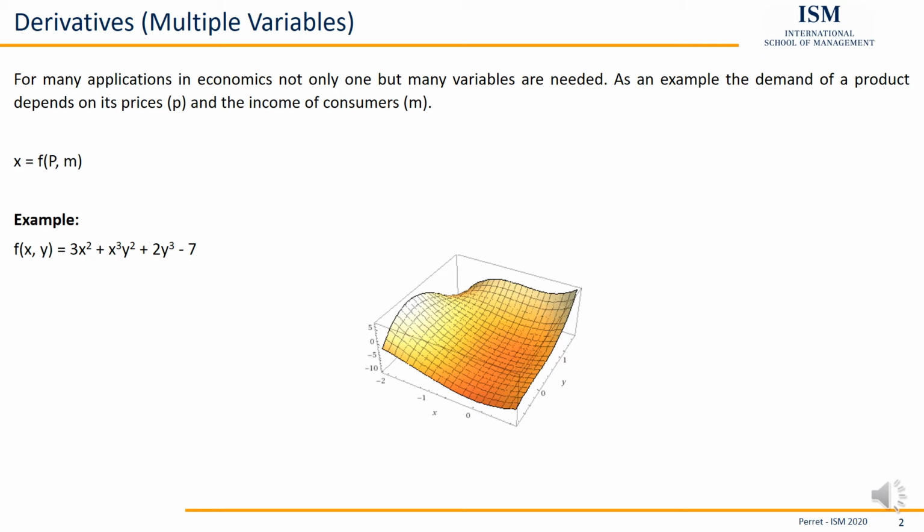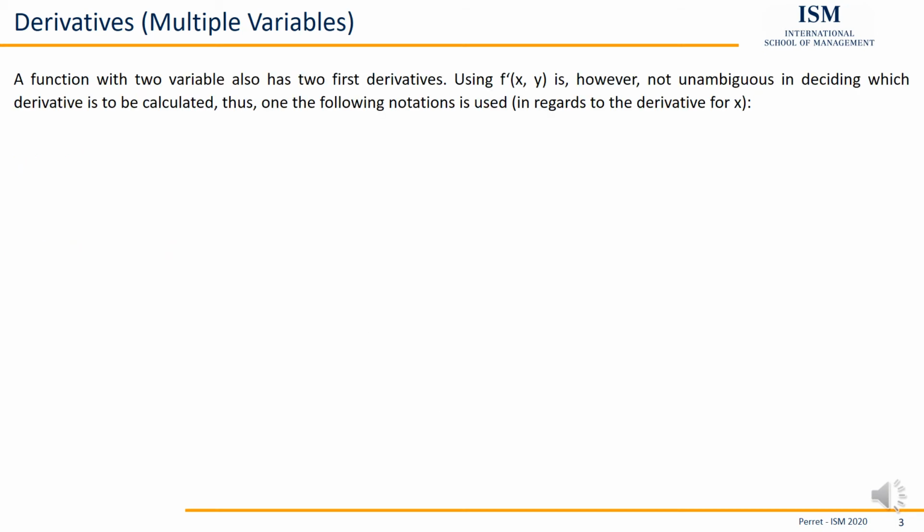So we need to also find some way to not go purely with illustrations when we want to analyze functions like this. And for this, we first need to know how we can actually differentiate the derivatives for each of the different variables. Because if we have two variables, we also have two first derivatives. If we do this, we, as I said, cannot use the f mark xy anymore.